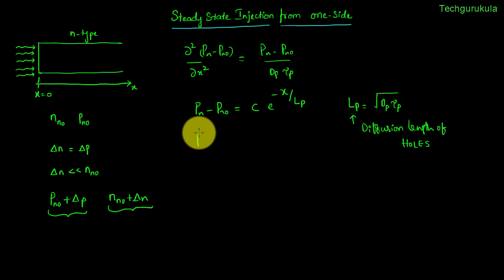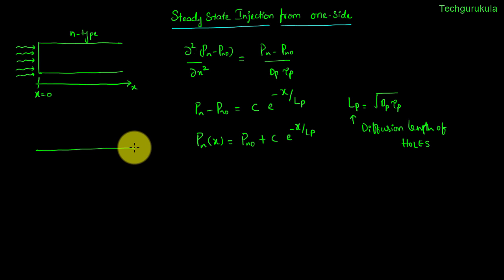And we can rewrite this as Pn. We know Pn would be a function of space. We can write it as Pn of x equal to, sending the Pn0 to the other side, Pn0 plus C times e to the power minus x over Lp. We can draw this function with respect to x like this, where the initial value is Pn of 0. This exponentially decreases as x increases, and as x is very high, the carrier concentration would remain at the equilibrium concentration.